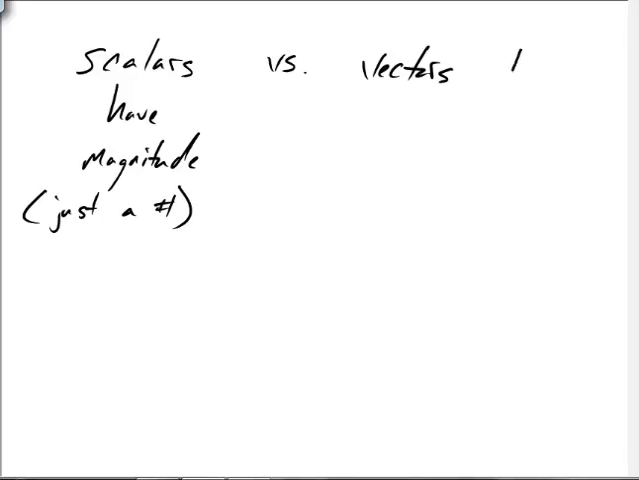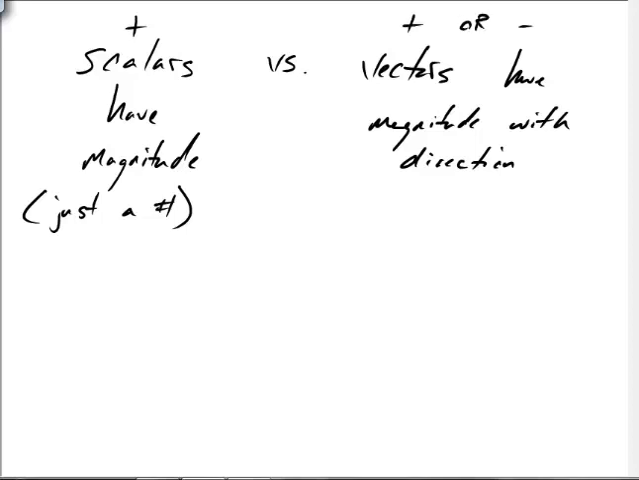Where vectors have what? A direction. They have magnitude with direction. So if I say I'm going to Grandma's house at 30 miles an hour, that's a scalar. And if I say that it's east, that's a vector. Right. So you've got to assign what direction the force or the velocity or the acceleration is. So these are numbers with direction. A scalar can only be positive. A vector can be positive or negative.